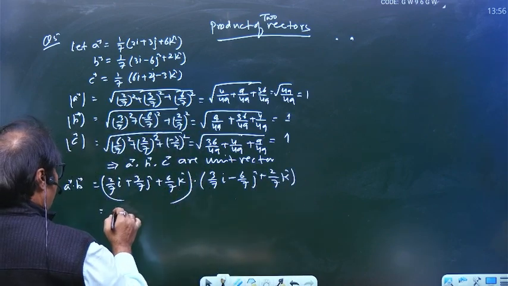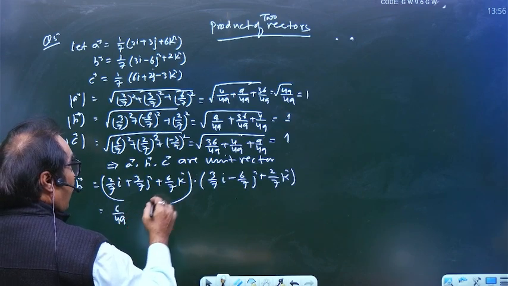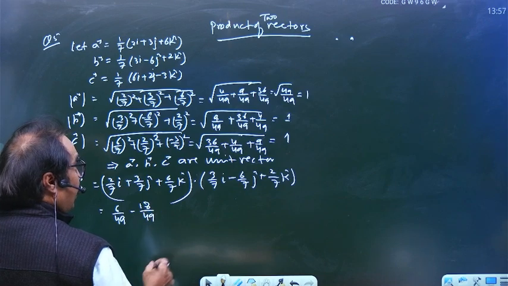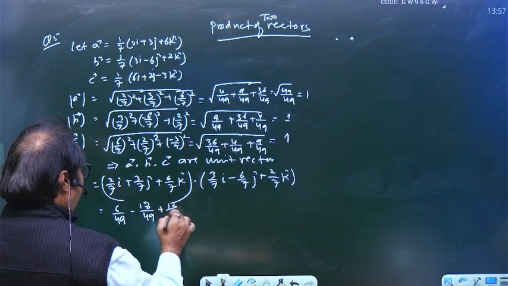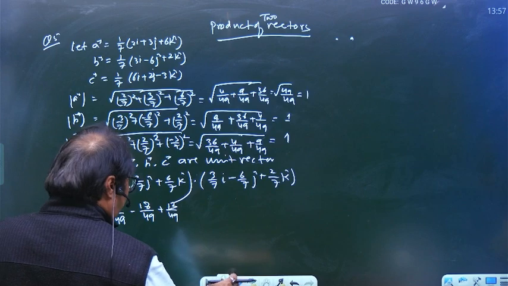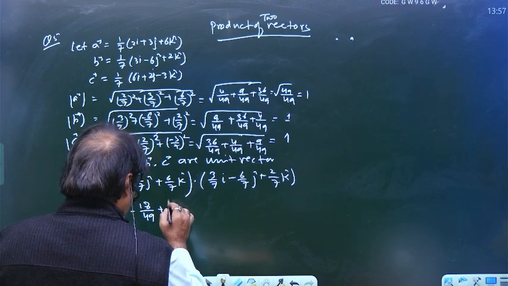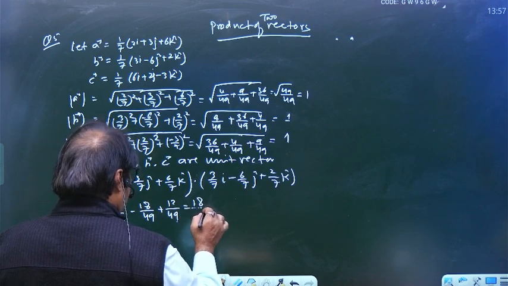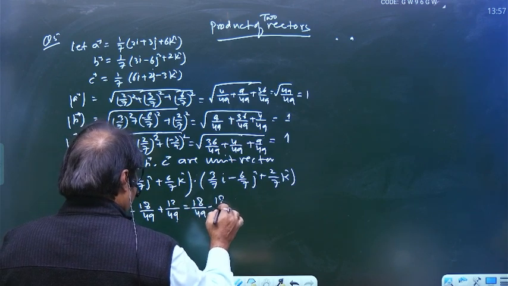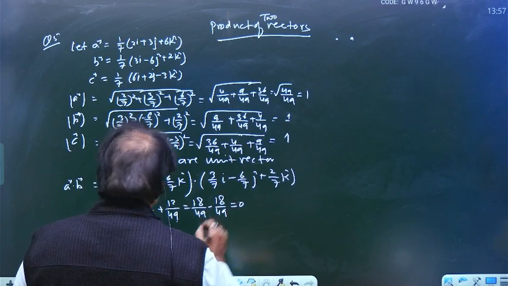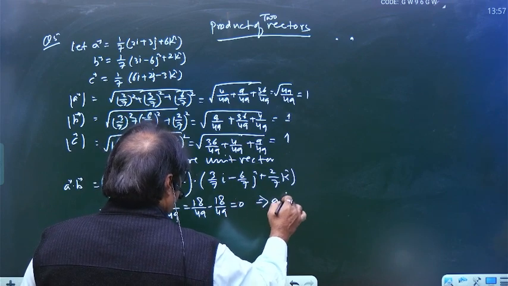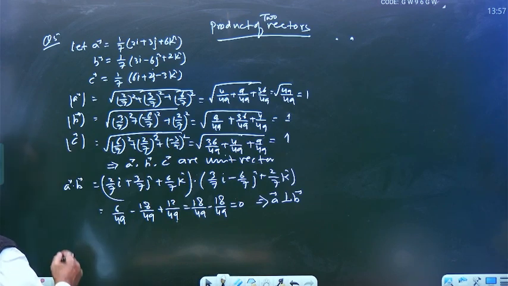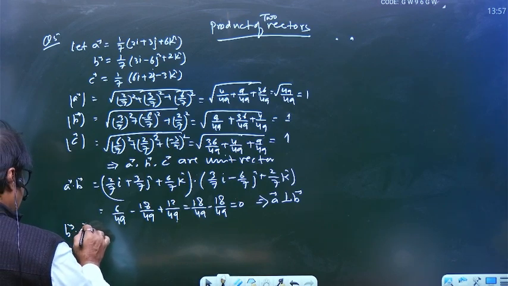So that is equal to 6 by 49 and then minus 18 by 49. Okay, and then plus 12 by 49. So 12 plus 6, 18 by 49 and minus 18 by 49, that is equal to 0. So this implies that vector A is perpendicular to vector B. Okay. Similarly, find B dot C.